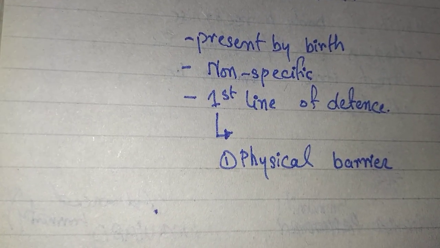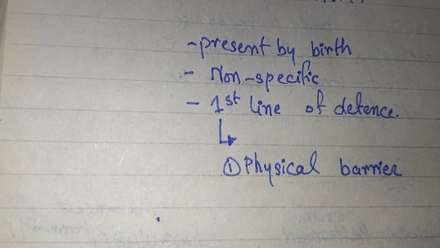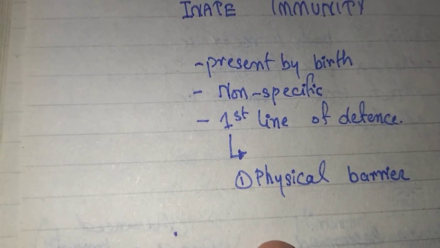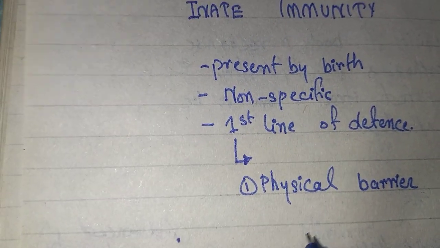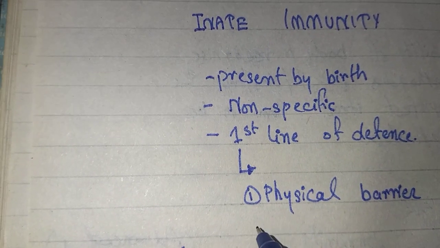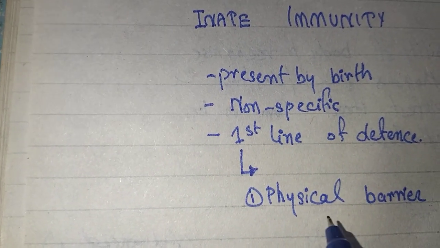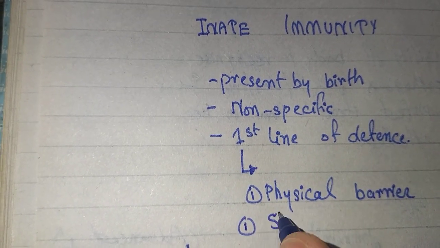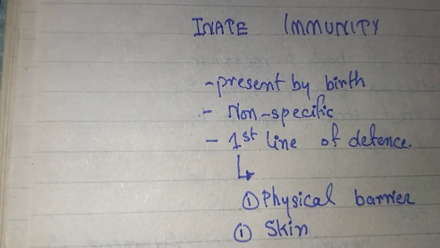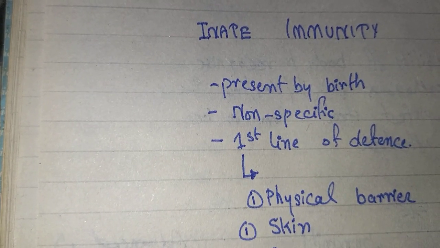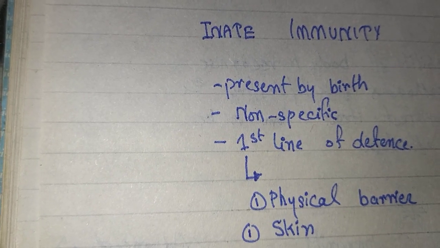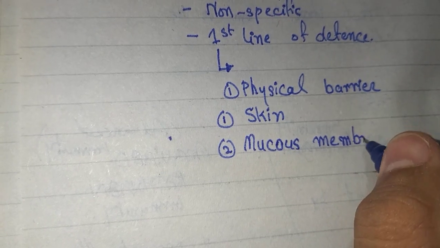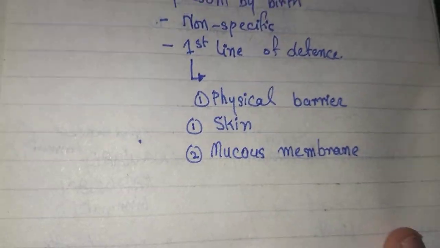A physical barrier is a defense given to our body which stops the entrance of microorganisms like bacteria, viruses, fungi, and other pathogens into our body. The most common examples of this barrier include the skin, and second, the mucous membrane.